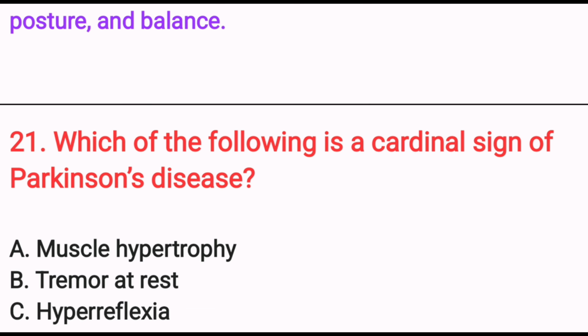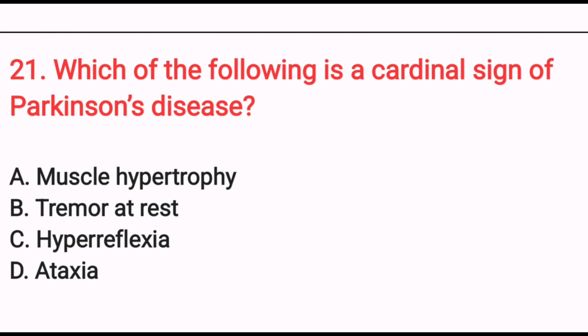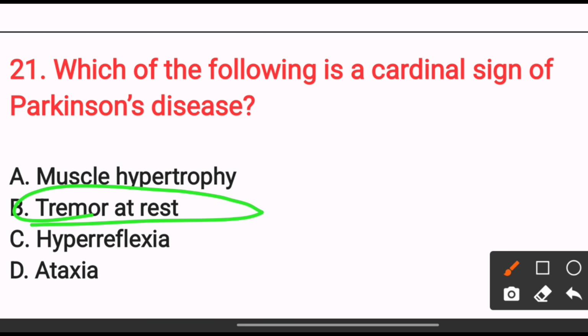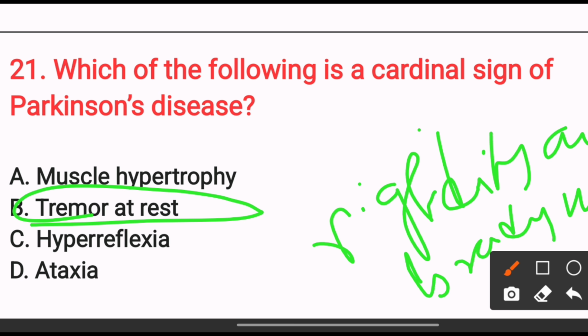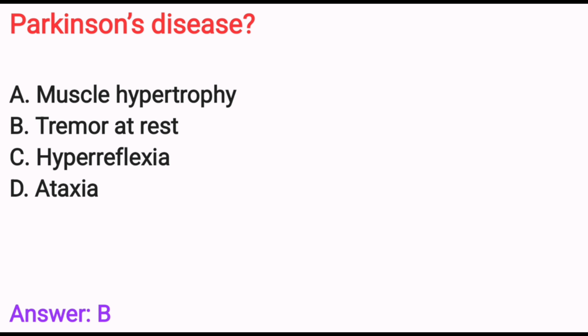Next, which of the following is the cardinal sign of Parkinson's disease? Option A, muscle hypertrophy. Option B, tremor at rest. Option C, hyperreflexia. Option D, ataxia. The answer is option B. Option B is the correct answer, tremor at rest, because the classical triad includes tremor at rest, rigidity, and bradykinesia. So the answer will be option B.